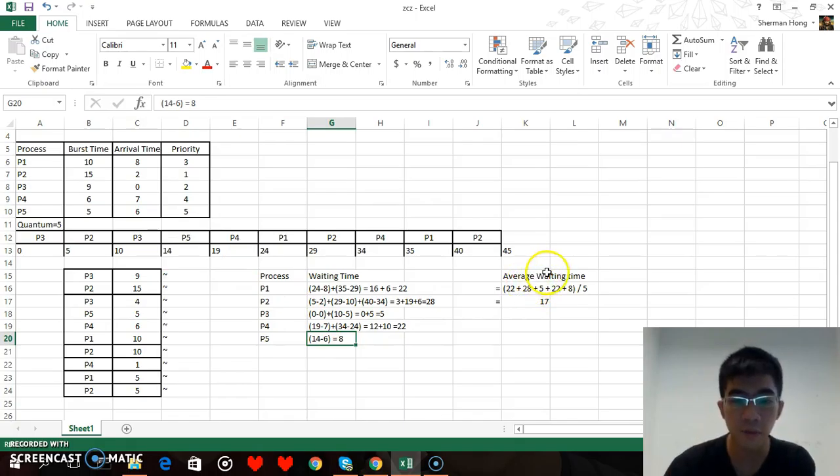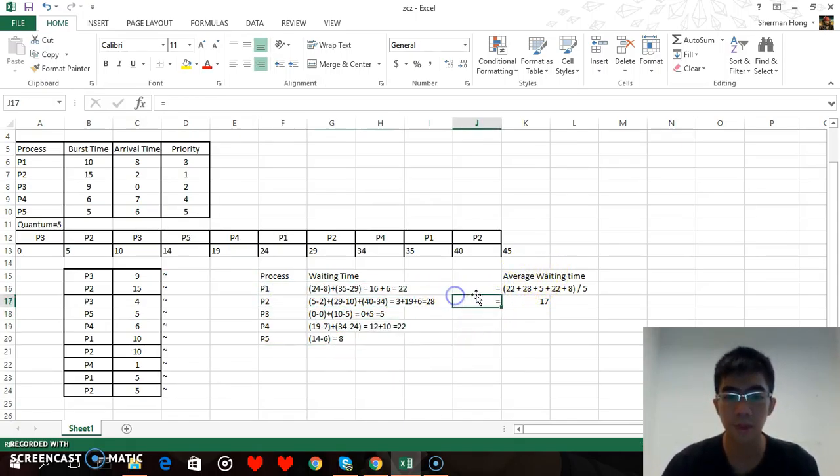So to find the average waiting time, we have to add up all the waiting times for each process and then divide by the number of processes. So in this case we've got 5 processes, so we divide by 5. So 17 will be the answer.